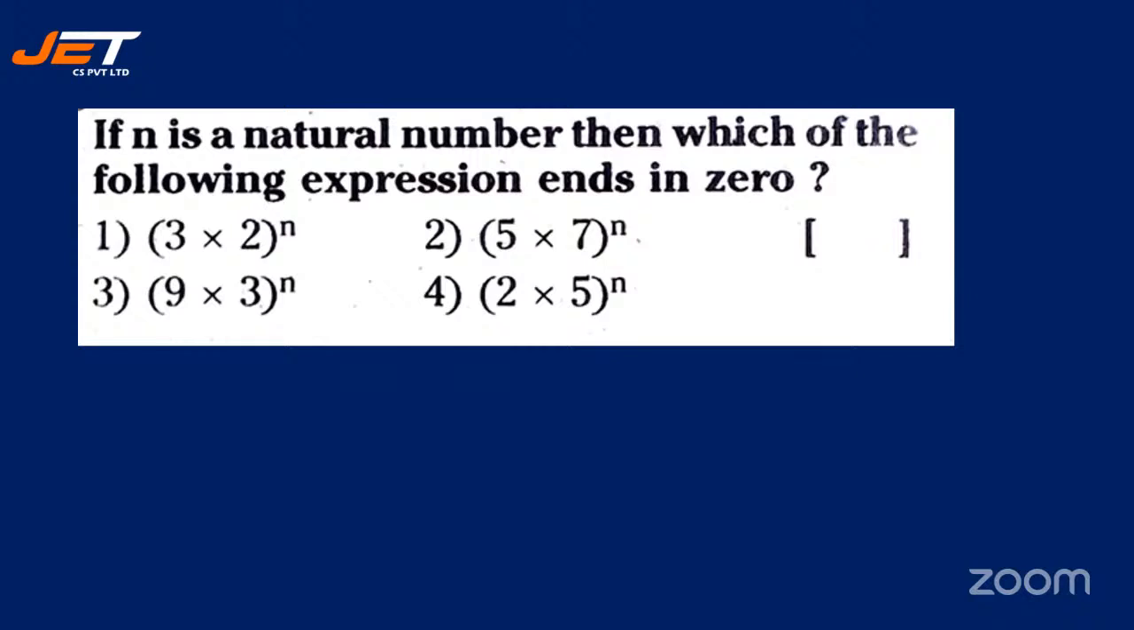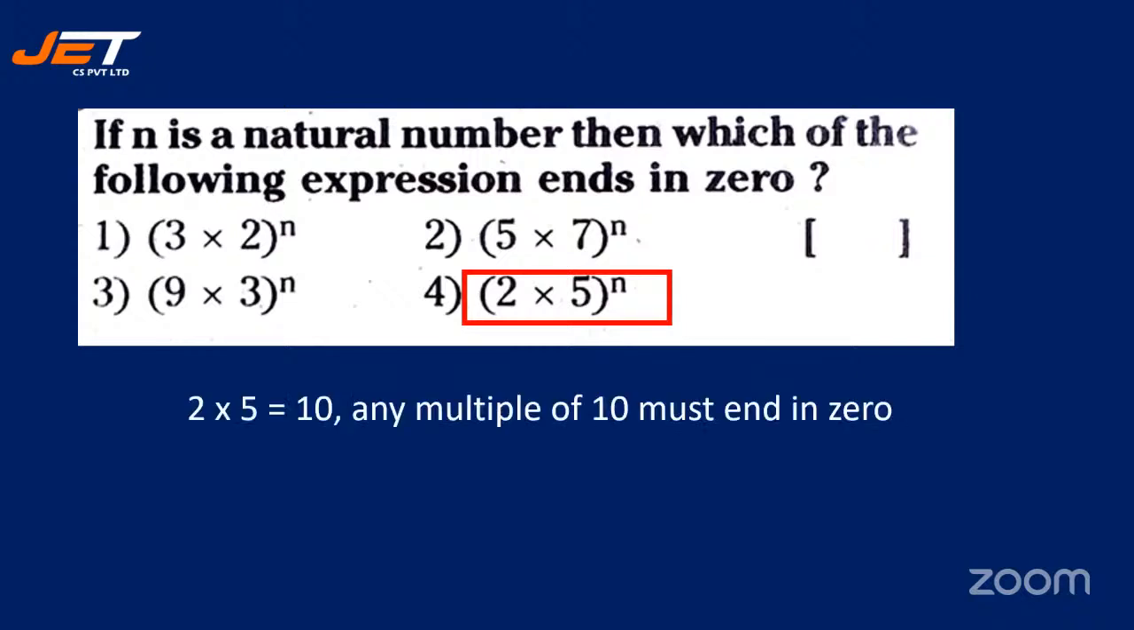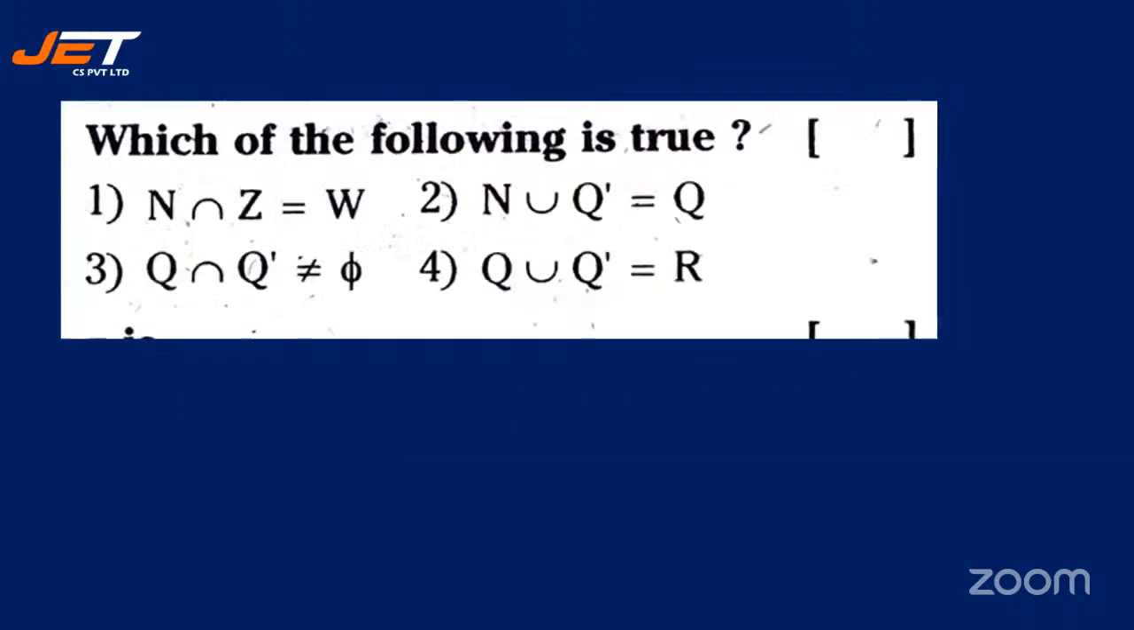Rishika, Raghu, Andrew, Reddy, many are giving me the answer. Option 4, 2 into 5 to the power n. 2 into 5 is 10. Any multiples of 10 must end in 0. All right? Yes.